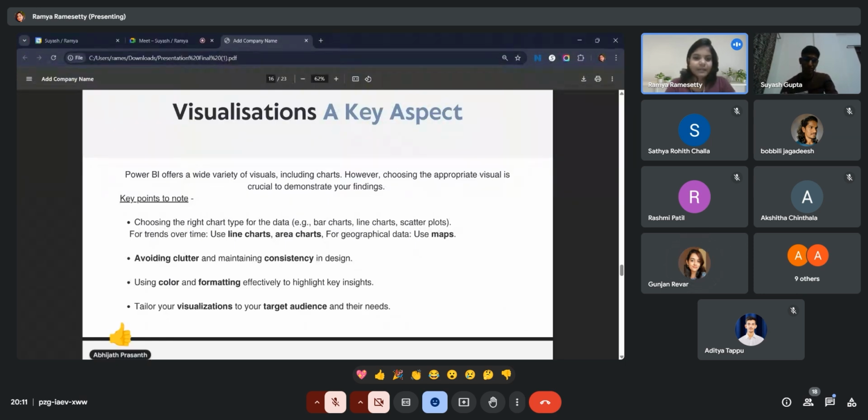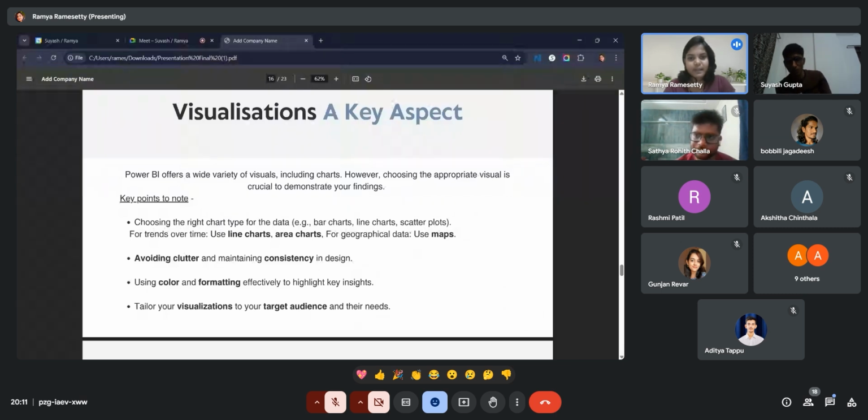Yes. And the second point would be maintaining consistency. Maintaining consistency will definitely help to avoid clutter, and it will also help to give the idea of, if we have created four different reports in a dashboard, and we take gender as an example.